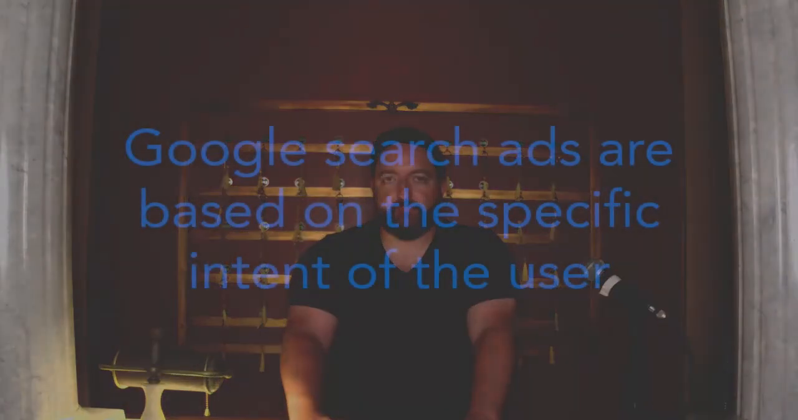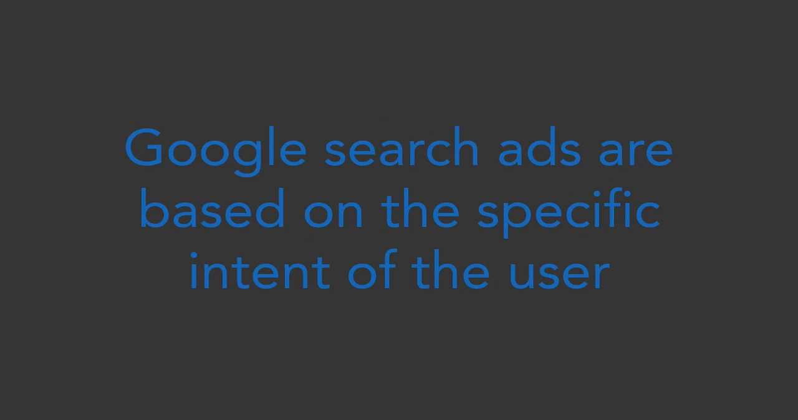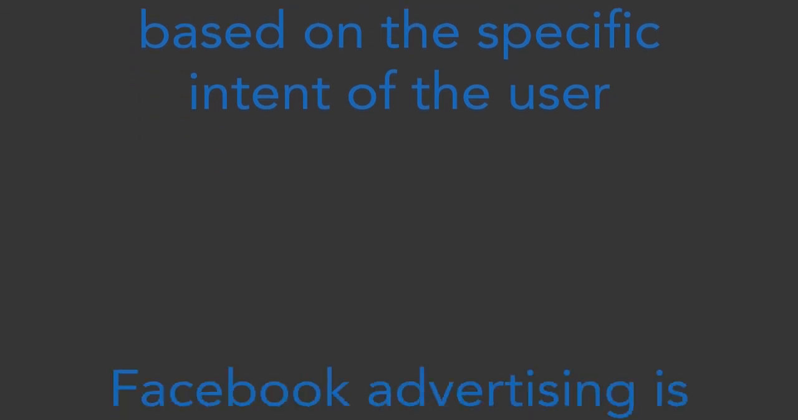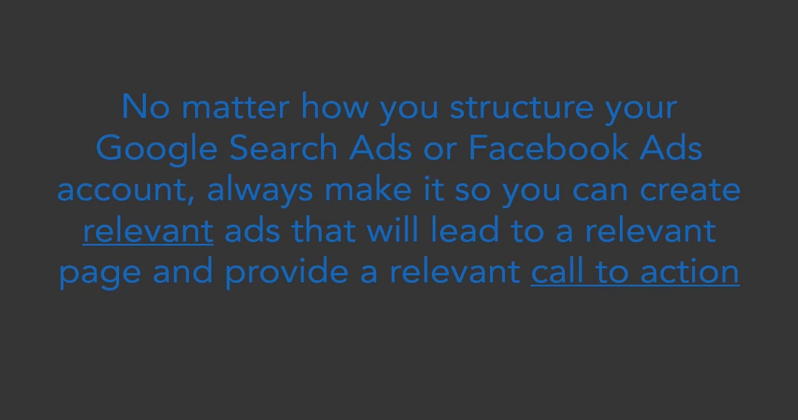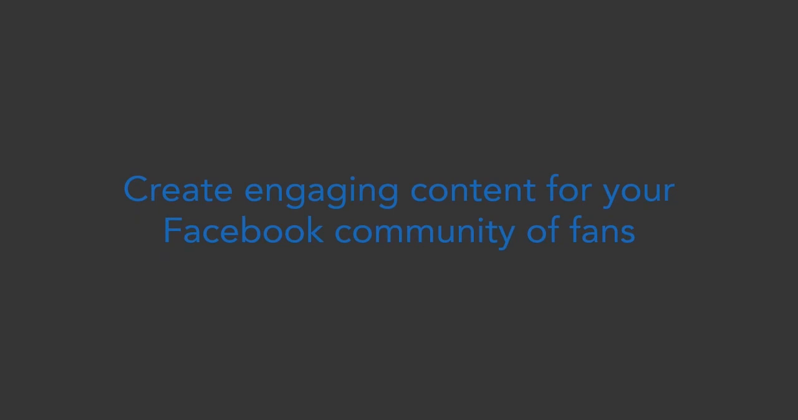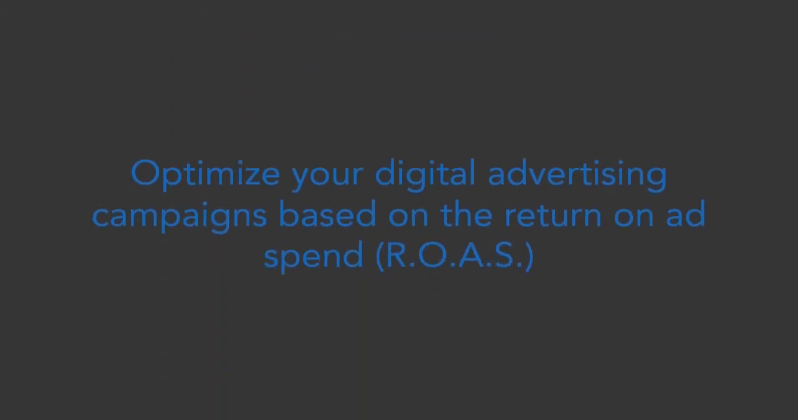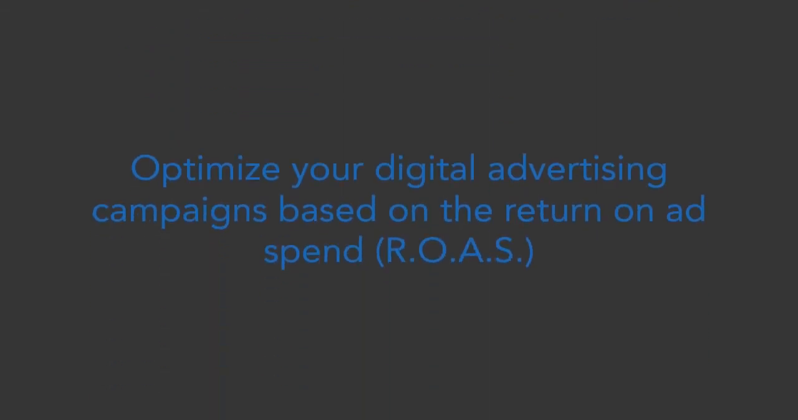So, in conclusion, let's review the key concepts that we've seen from this presentation. Google search ads are based on the specific intent of the user. Facebook advertising is based on interests, status, and demographics. No matter how you structure your Google search ads or Facebook ads account, always make it so you can create relevant ads that will lead to a relevant page and provide a relevant call to action. Create engaging content for your Facebook community of fans. Optimize your digital advertising campaigns based on the return on ad spend, or ROAS.